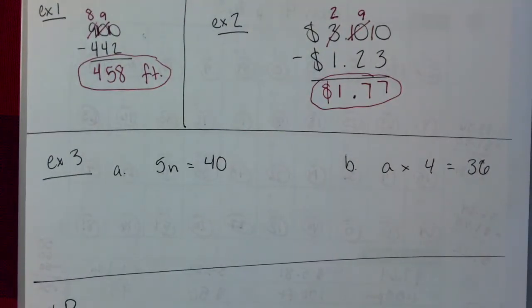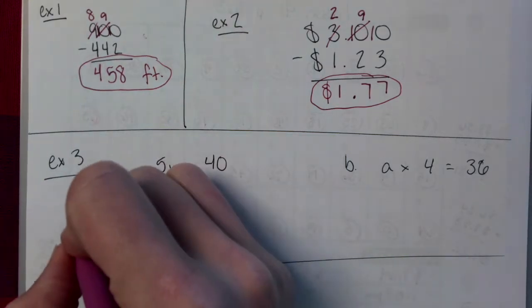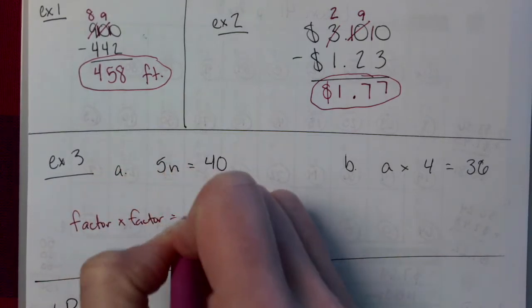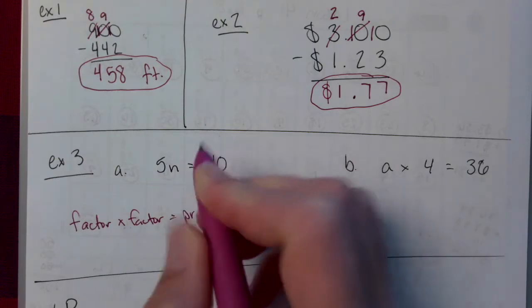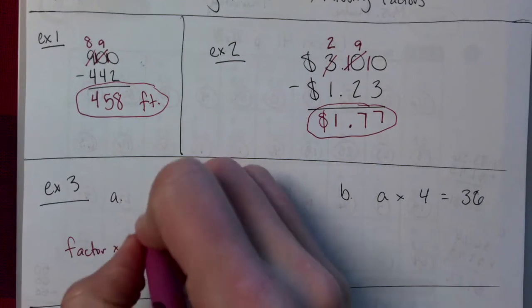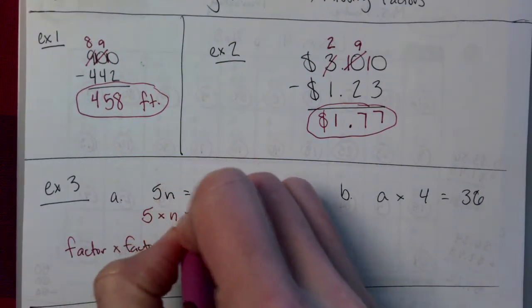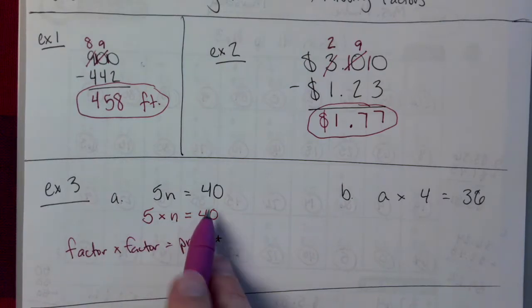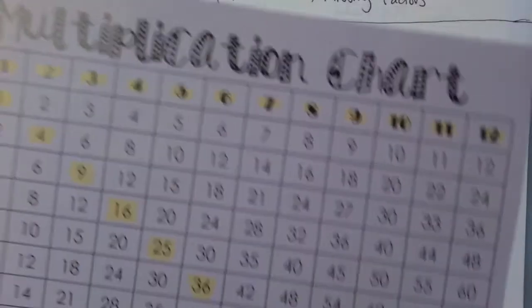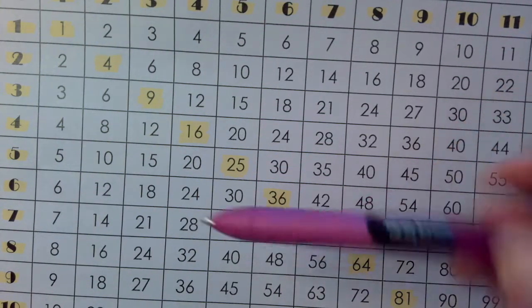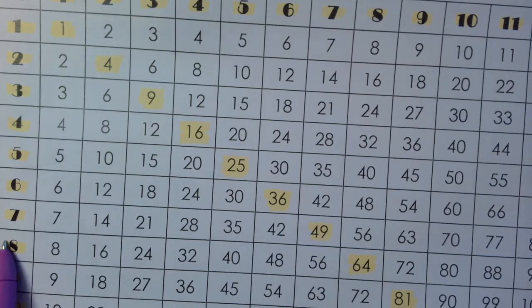Looking at example 3, we've got a missing factor. Now remember, factor times factor equals product. Okay, so this is a missing factor. Whenever there's a letter and a number smashed up next to each other, that really means 5 times n equals 40. Well, 5 times what equals 40? Pull out my handy dandy multiplication chart. 5 times what? Well, 5, okay, I got the 40 right here. Drag it over, and I get 8.